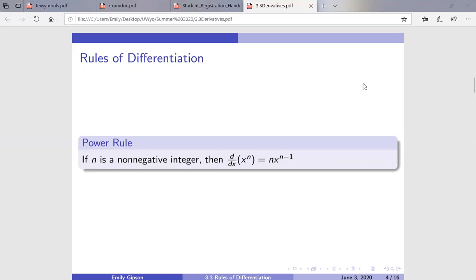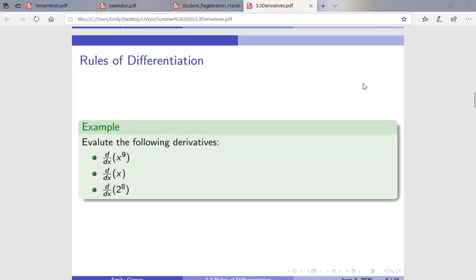So let's get a little bit more familiar with the previous two rules and do some examples. So I want you to evaluate the following derivatives: d/dx of x to the power 9, d/dx of x, and then d/dx of 2 to the power 8. Go ahead and pause this video and work through these as best you can, and then come back and see how far you got.